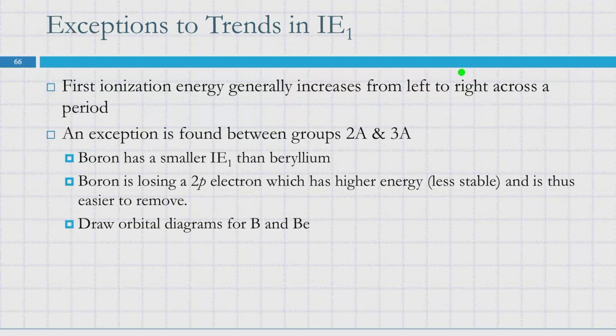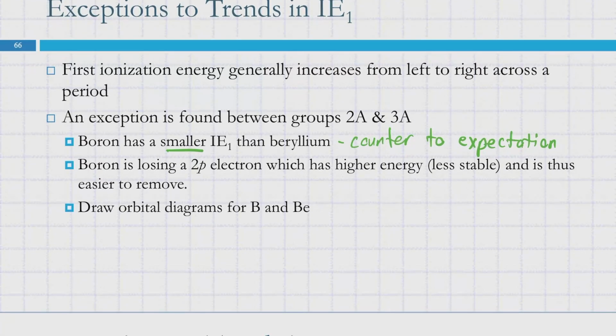It generally increases from left to right across a period. There is an exception between groups 2A, so things like beryllium, and 3A, like boron. Boron actually has a smaller ionization energy, first ionization energy, than beryllium. So that's counter to what we expect. And the reason for that is that boron is losing a 2p electron. 2p electrons are higher in energy, and so it's easier to remove.